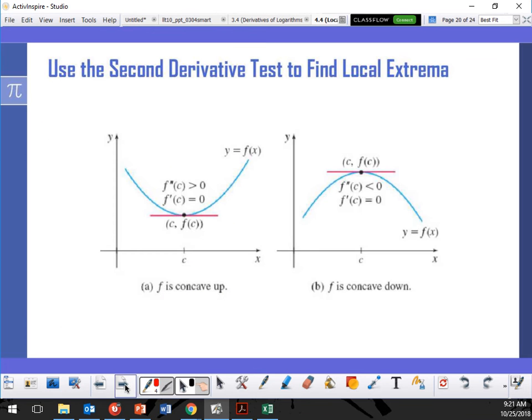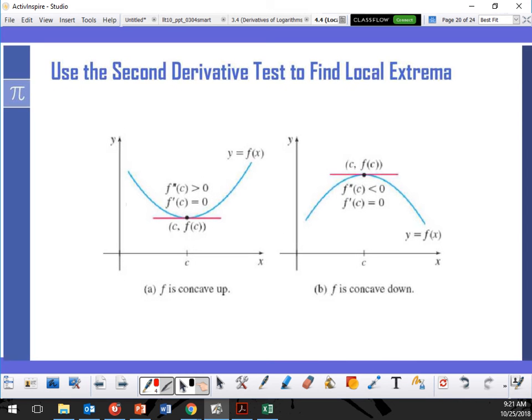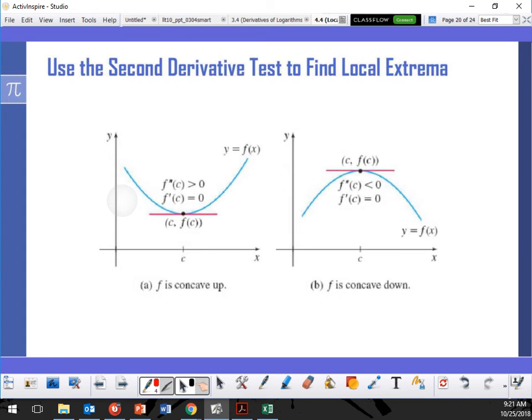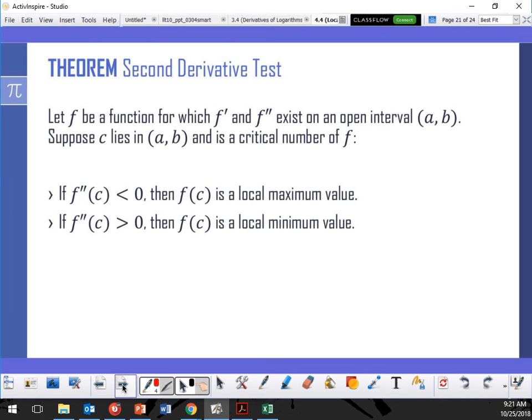Okay, so concave up, concave down, mins, maxes. Okay, second derivative test: let f be a function, f prime and f double prime exist on an open interval, and suppose c lies in that open interval and is a critical number. If f double prime of c is less than 0, it is a local max. If f double prime of c is greater than 0, it is a minimum.